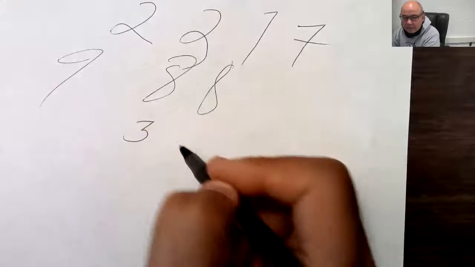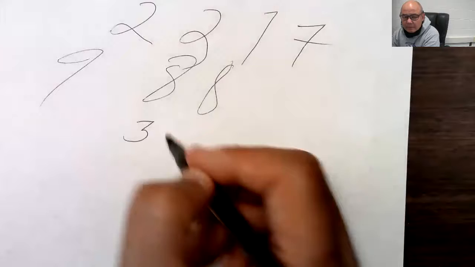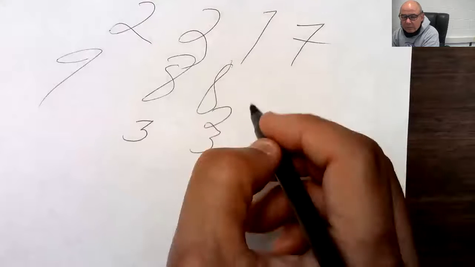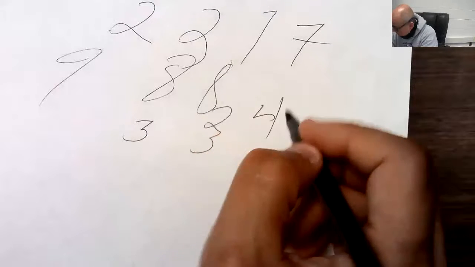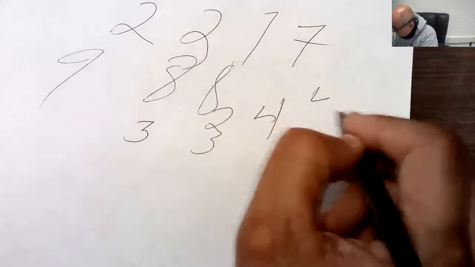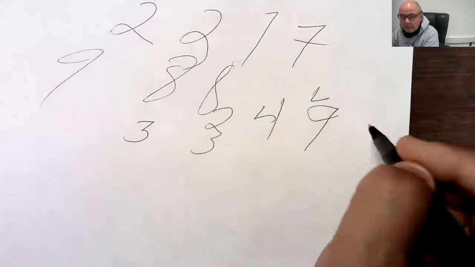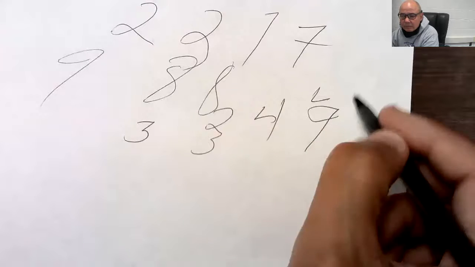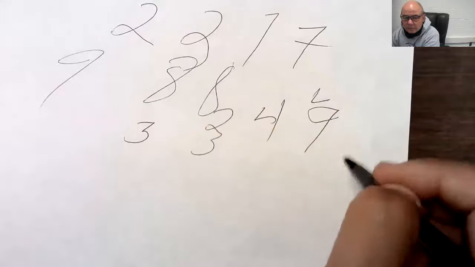If you're going to do a 3, I like to do the flat top 3, instead of the curly top 3. 4s are bad too, because sometimes people will do a 4 and they'll do this on their 4, and that kind of looks like a 9. All right, I don't know if that's a 4 or if that's a 9. So just be clear on your numbers.